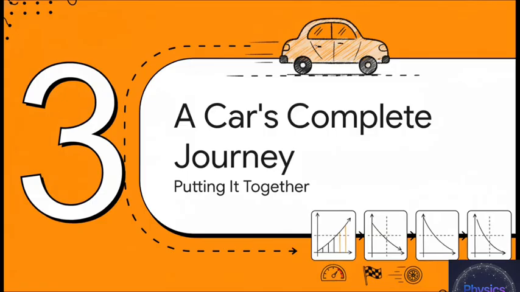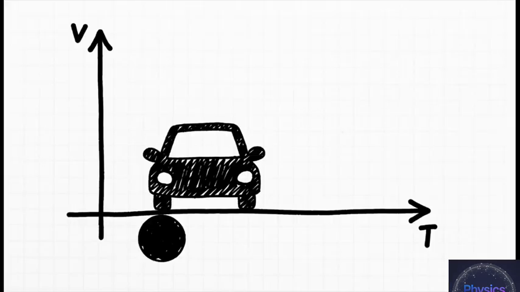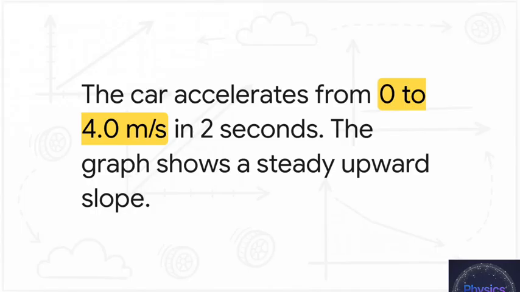Okay, we've got the alphabet. Now it's time to read our first story. We're going to follow a car on a quick trip and build its velocity time graph from scratch. Let's put all this theory into action. So let's picture our hero for this story, a Toyota car. Right now, it's just sitting there, not moving. It's at rest. So its velocity is 0, which means we're starting right at the very bottom left corner of our graph.